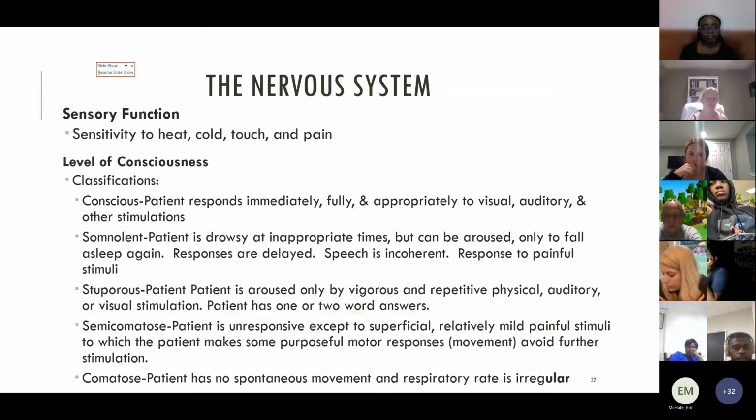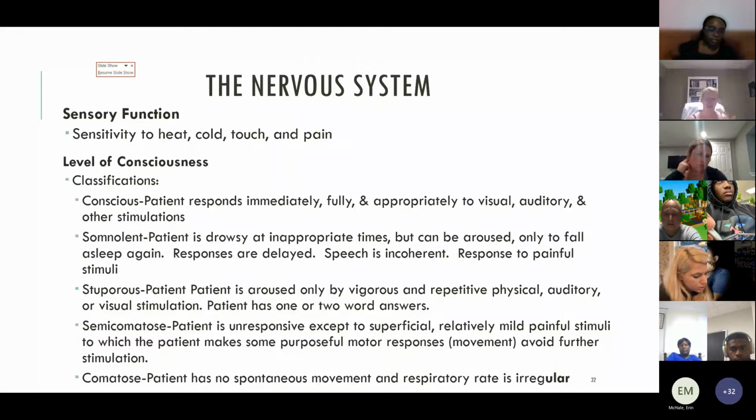If a patient goes into a stuporous state, this is where the patient is only going to be aroused by vigorous and repetitive physical, auditory, or visual stimulation. So really taking the patient by the shoulder or by the arm, shaking them, calling their name. And we would expect that maybe the patient during this stage only responds with 1 or 2 word answers. You're not going to get a lot out of them.